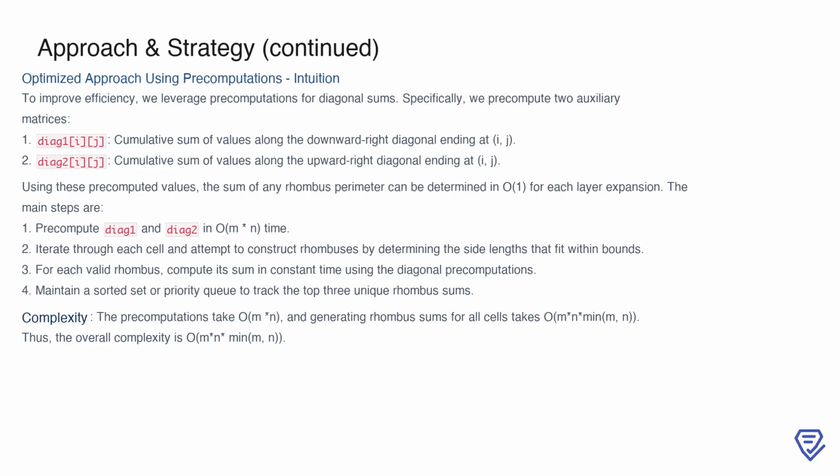This approach improves the time complexity to O(m*n), where the pre-computations dominate the cost for smaller grids, and the rhombus generation becomes the primary factor for larger ones. By avoiding redundant edge traversal, this method becomes scalable for larger inputs.